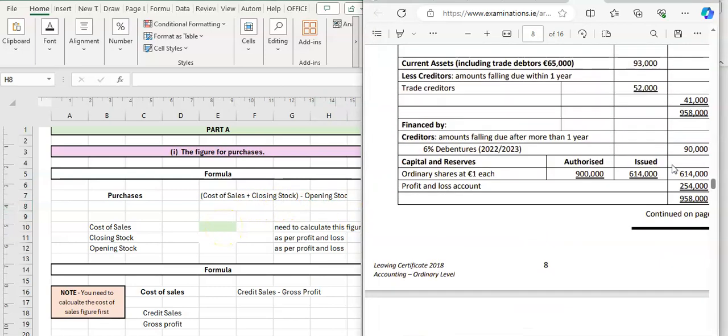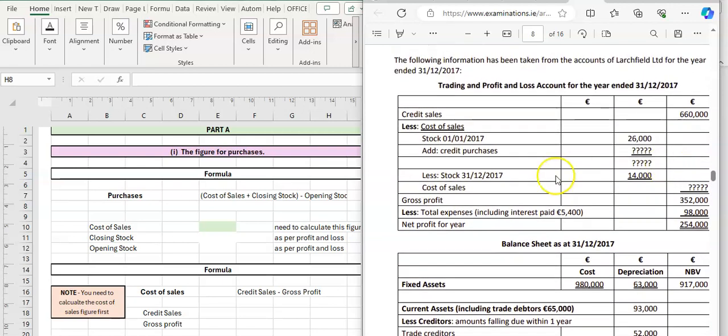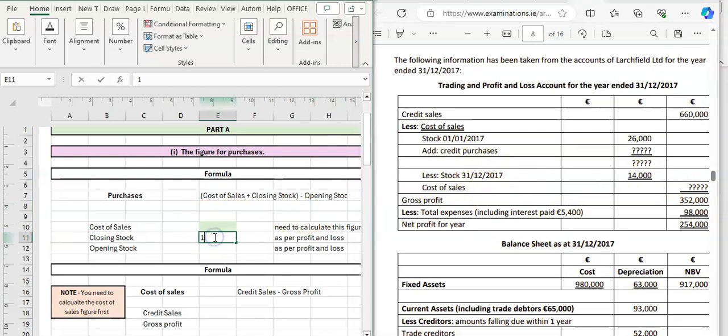We're going to find these in the profit and loss. So we have to find our purchase figure, so cost of sales figure. They're not giving us the cost of sales figure, so we have to do a little adjustment for that. Then I'm going to add on our closing stock, which is 14,000. And then we're going to take away your opening stock, which is 26,000.